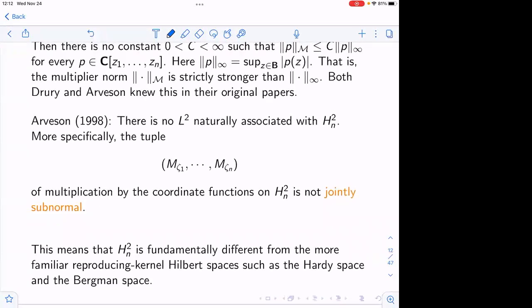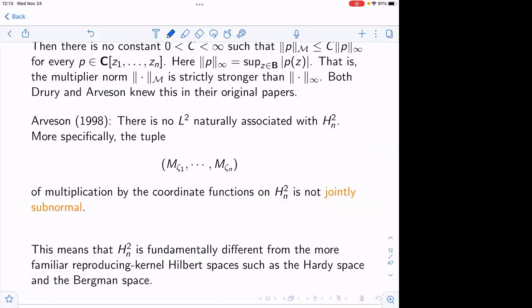This really says that the Drury-Arveson space is fundamentally different from other reproducing kernel spaces, such as Hardy space and Bergman space, because as I said, if you have an L2 space, then a lot of things can be done through things like integration. On this H2n, you actually have to find a way to get around the fact that there is no L2 space that comes with it.